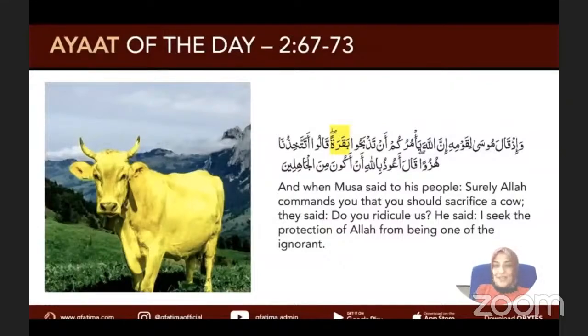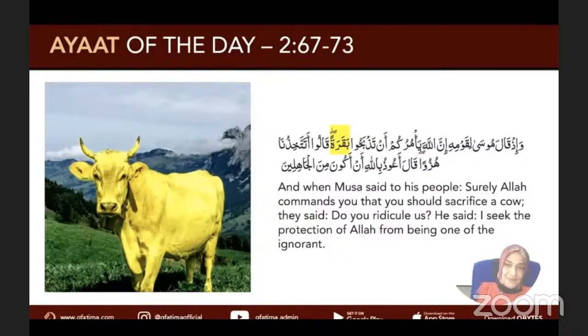وَإِذْ قَالَ مُوسَى. And when Musa said to his people, إِنَّ اللَّهَ يَأْمُرُكُمْ أَن تَذْبَحُوا بَقَرَةً. Allah commands you that you should sacrifice a cow. قالوا, they said, أَتَتَّخِذُنَا هُزُوًا. Do you take us as fools? قال أعوذ بالله أن أكون من الجاهلين. And he replied and said, I seek protection from Allah from being one of the ignorant.